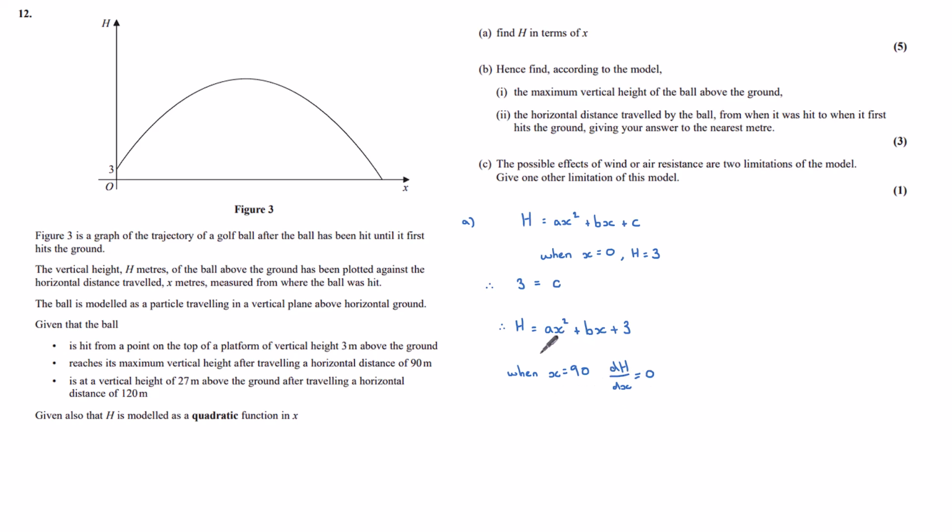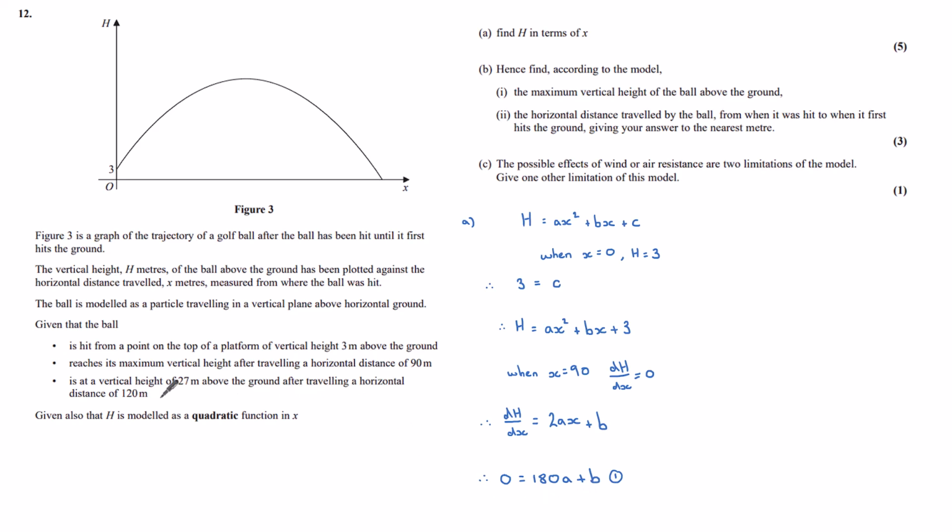So let's differentiate h. Differentiating h with respect to x, multiply by the power, subtract 1 from the power, 2ax, bx differentiates to b, and 3 as a constant differentiates to 0. So we have the derivative function is equal to 2ax plus b. When x is 90, this should equal 0. Therefore 0 is equal to 180a plus b. This is a nice equation to have, but still two unknowns.